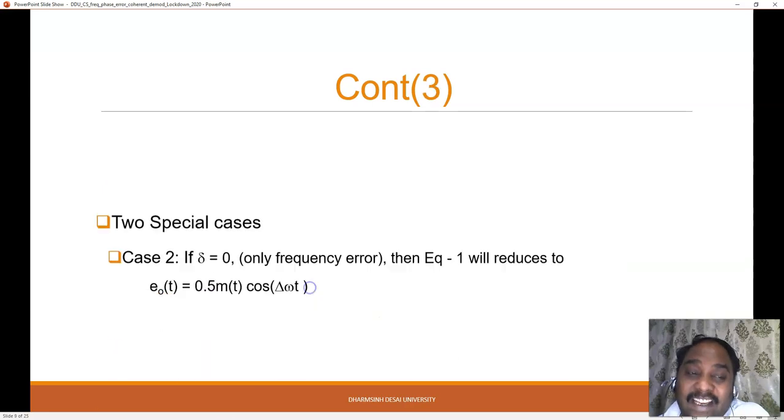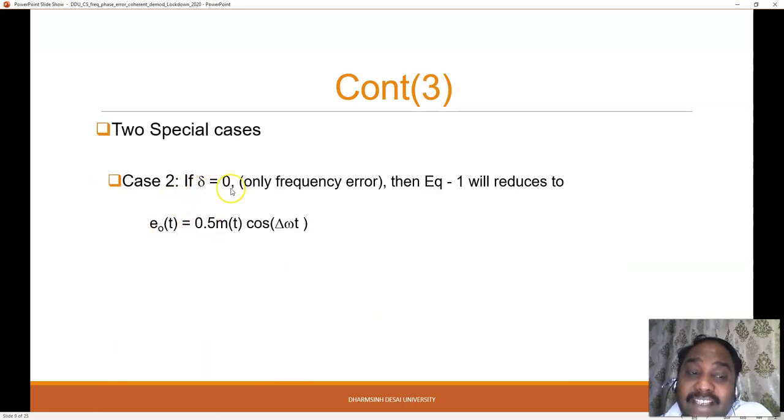So let's take the second case. If your phase error is 0, that means only frequency error exists. It will cause a delta omega t term. Now here there is t, it's a function of t. So here you have to be careful.